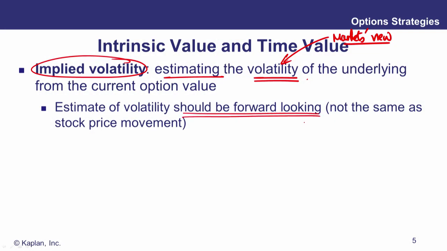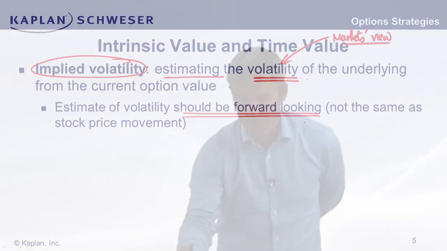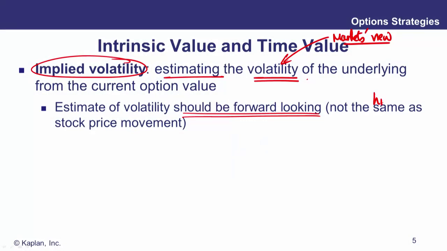All right, this is a forward-looking estimate, because the market should be thinking about what volatility is going to be looking forward over the life of the option, rather than what the historic stock price movement has been necessarily over the last 3 months, something like that, whatever the relevant period is.